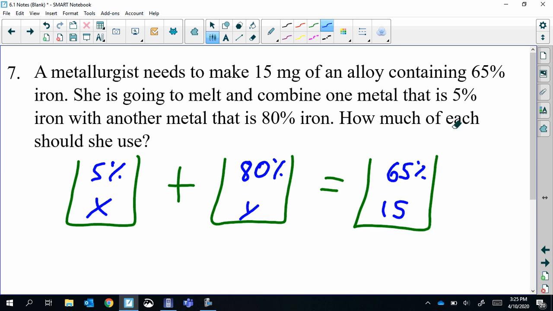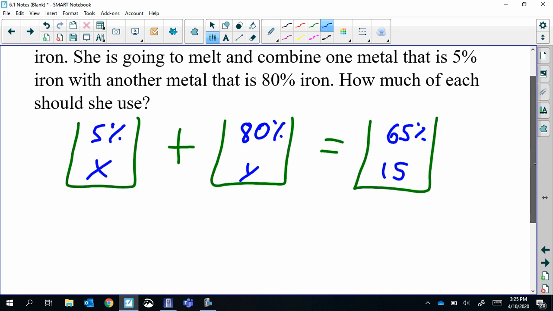And it's asking how much of each. That's why I did an X for the 5% and a Y for the 80. If those were mixed up, it wouldn't matter. We just need two variables there. And we're going to put it back in context when we're all done.